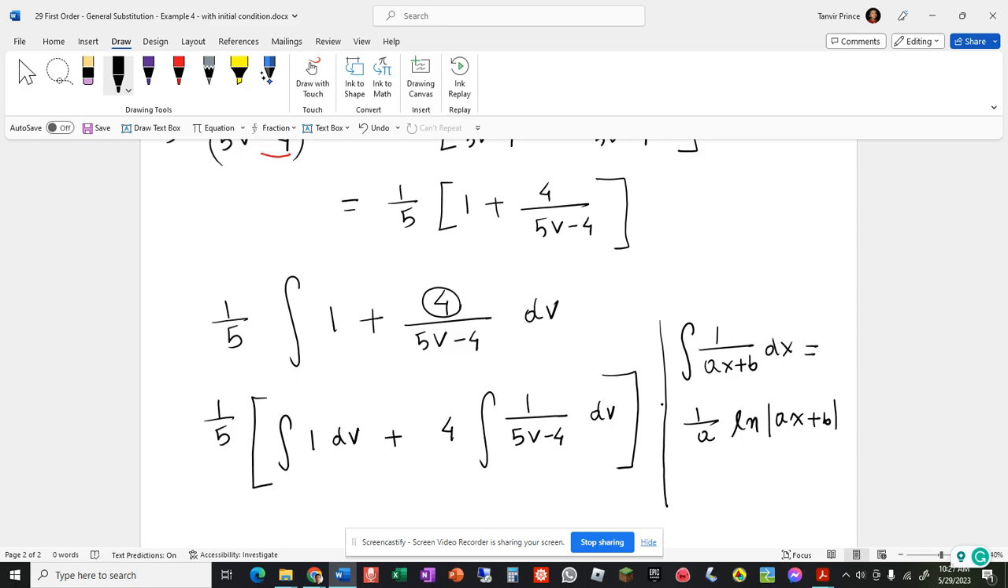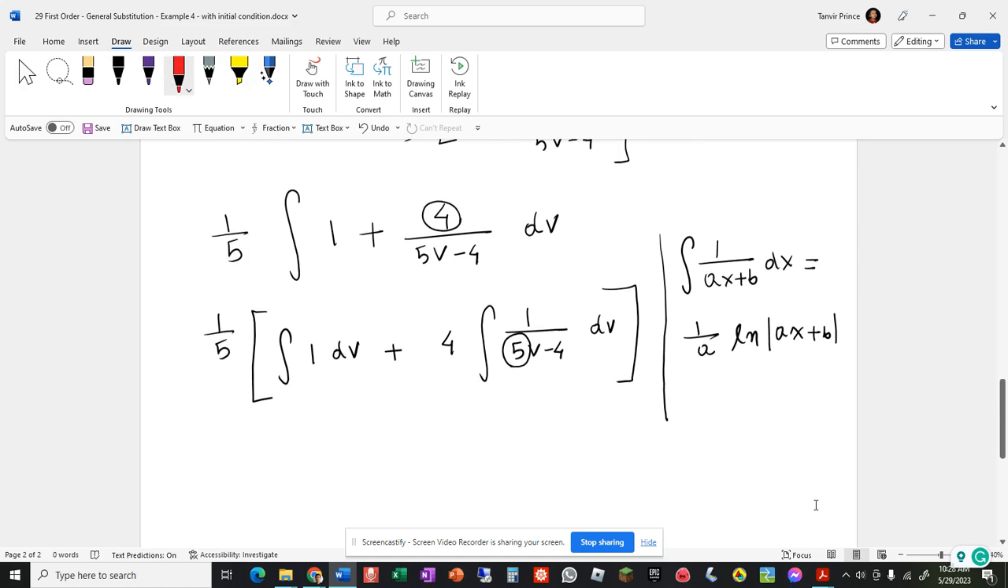So here your a is actually 5. If you use this formula, you avoid using the substitution and you save some time. It's okay to use this type of formula to quickly do your math. So the integral of 1 is v plus 4 over 5, because you have that 1 over 5. That's your 1 over a. ln of 5v minus 4. Don't forget the absolute value on the ln.